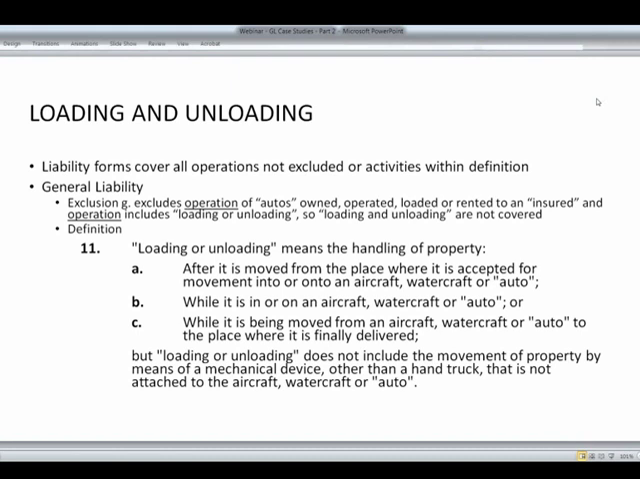But loading and unloading does not include movement of property by means of mechanical devices other than a hand truck that's not attached to an aircraft, watercraft, or auto. So if the loading and unloading device is attached to the unit itself, then it is still covered on the auto, not the general liability. Or if being unloaded by hand or hand truck, it is also still auto liability.